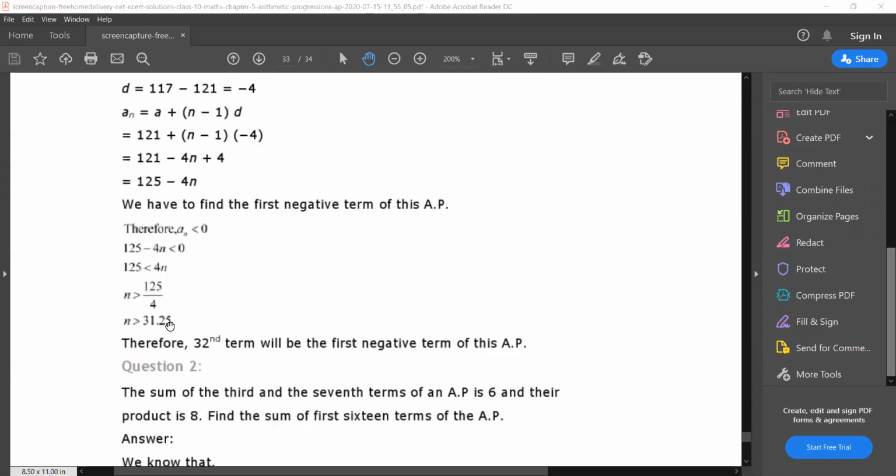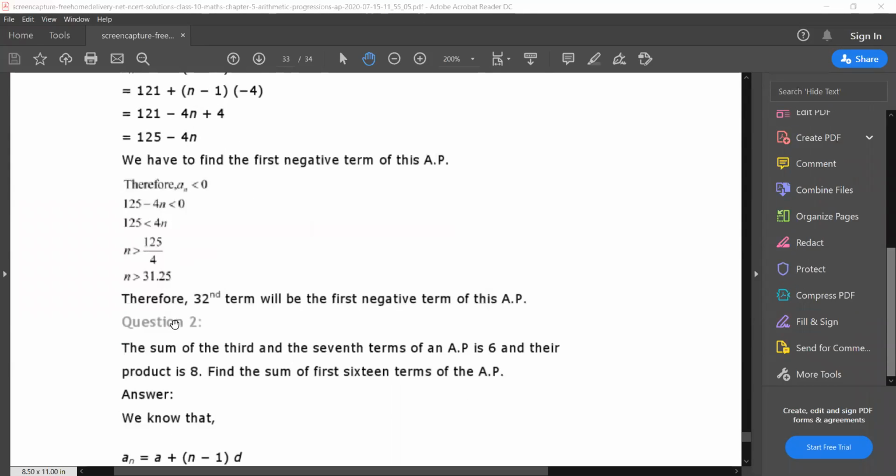Any query? No query at all. Now comes question number 2. The sum of the third and the seventh term of an AP is 6. This is given to us: a3 plus a7 is equal to 6, and their product is 8. और इन दोनों का प्रोडक्ट 8 है. Find the sum of the first 16 terms of the AP.